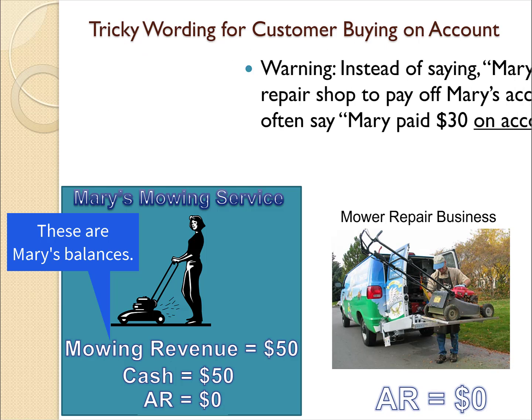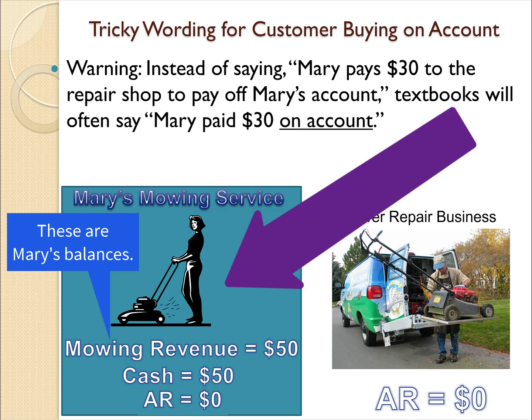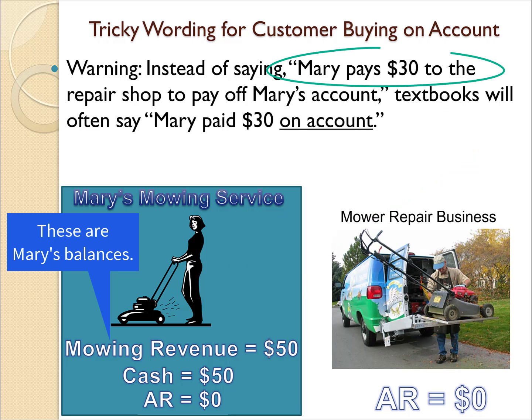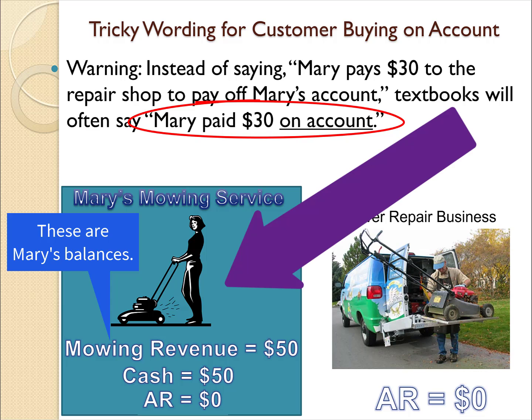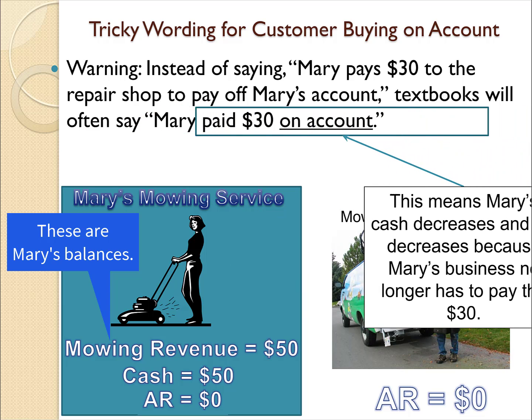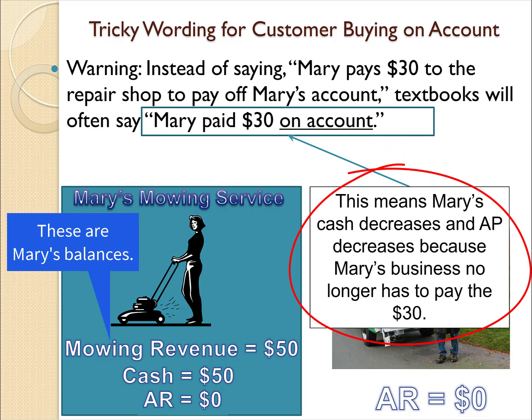So let's get into some tricky wording about Mary paying off her bill. So the book could say something nice and simple like, Mary pays $30 to the repair shop to pay off Mary's account. But the textbook doesn't make it that simple. The authors will say something like, Mary paid $30 on account. So if we're doing the books for Mary, and the transaction said Mary paid $30 on account, this means Mary's cash decreases and accounts payable decreases because Mary's business no longer has to pay the $30.